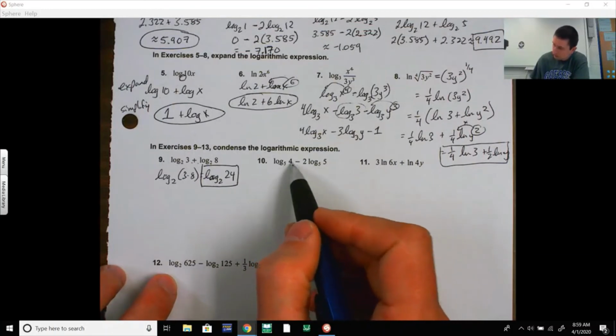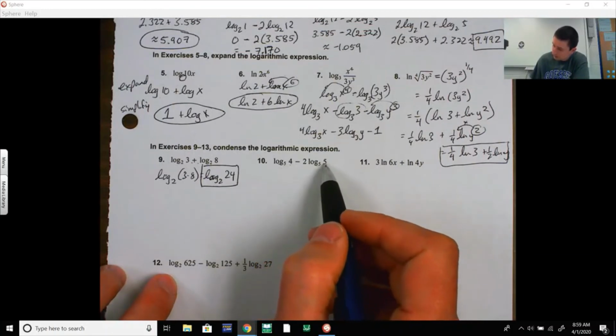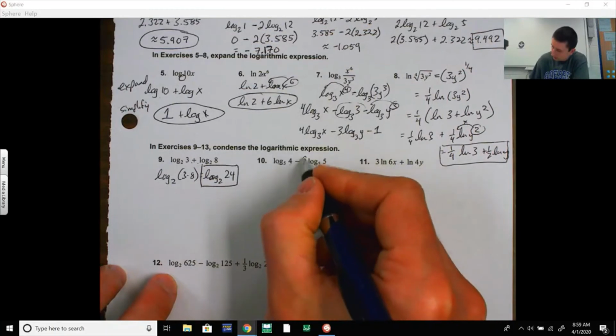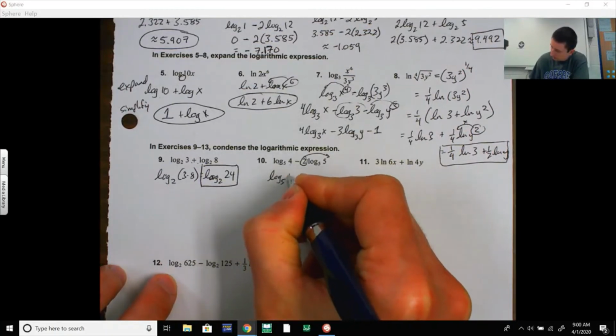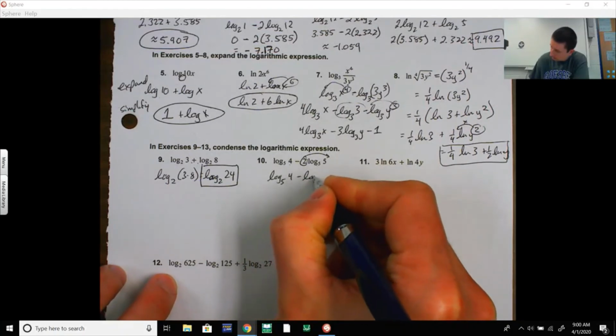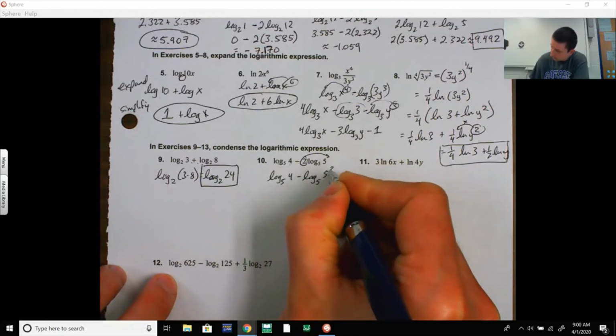Okay, log base 5 of 4 minus 2 times the log base 5 of 5. Okay, we're going to leave this. I know I see a log base 5 of 5. We're going to leave it like that right now. We're going to take this frog and jump it over the top. So we get log base 5 of 4 minus the log base 5 of 5 squared.